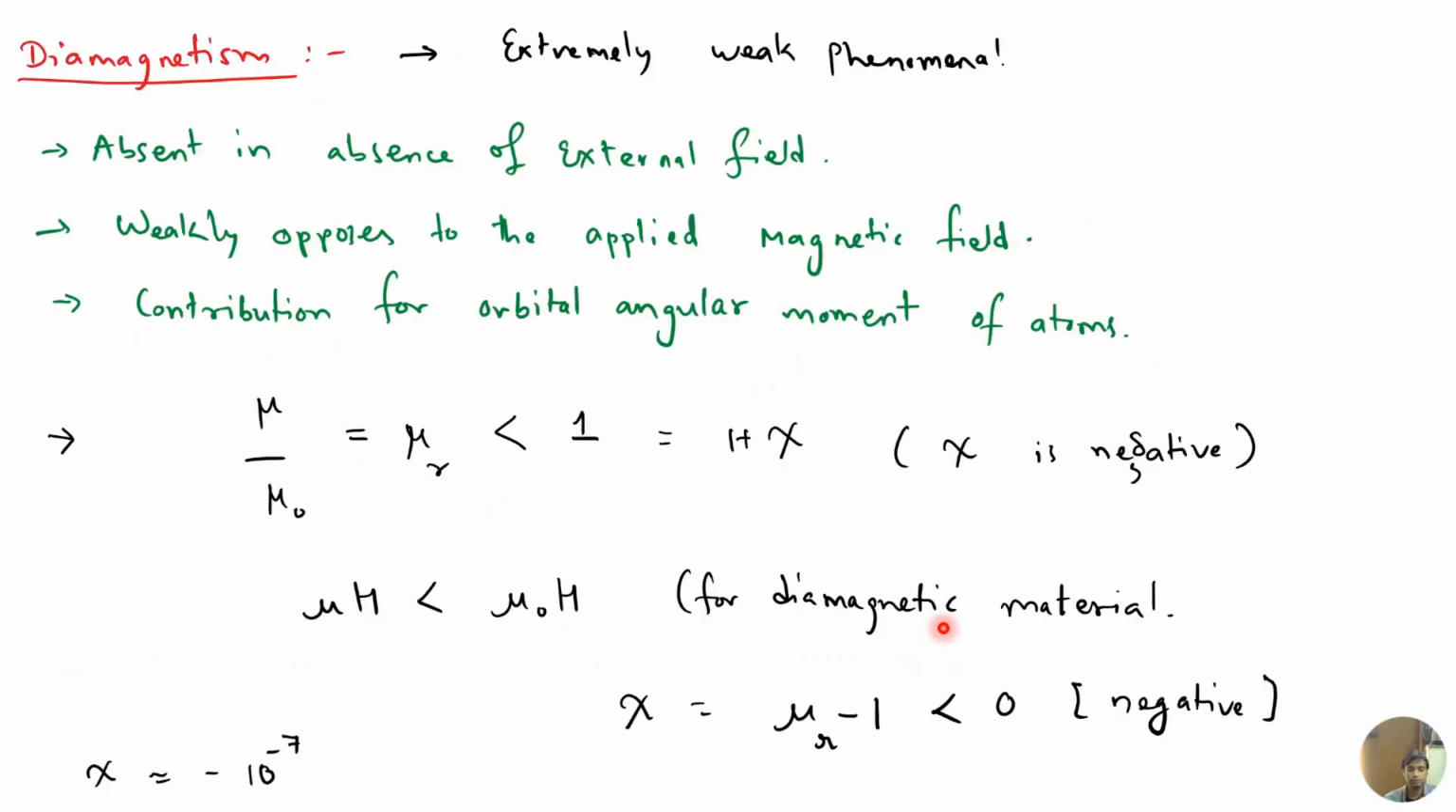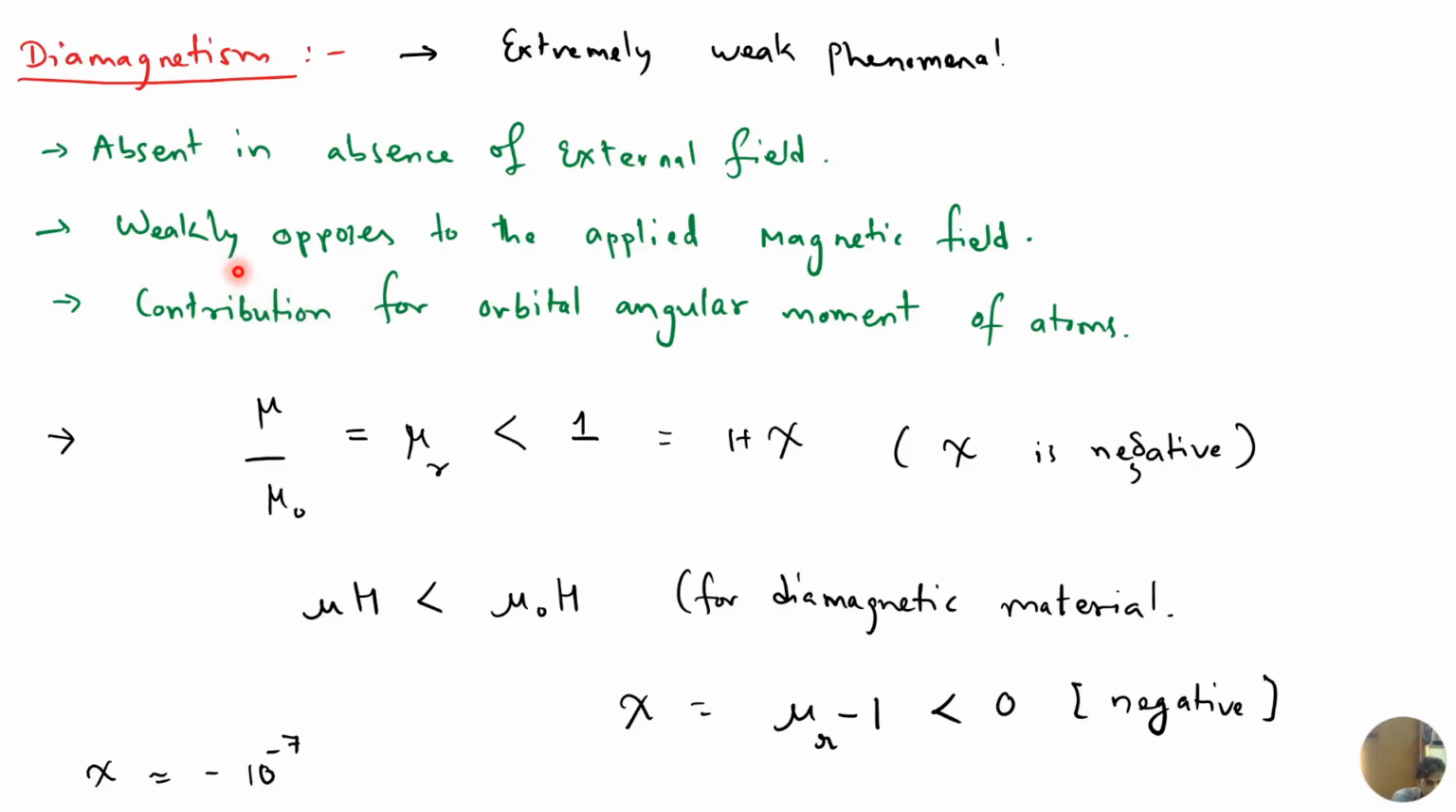Now there are different types of magnetism. One type is diamagnetism. It is an extremely weak phenomenon, and this occurs only when there is an external field. If you remove the external field, this phenomenon will not be there. So what is this phenomenon? If you apply a magnetic field, then the material will try to oppose that magnetic field, and the resultant magnetic field will be less than that of the vacuum.